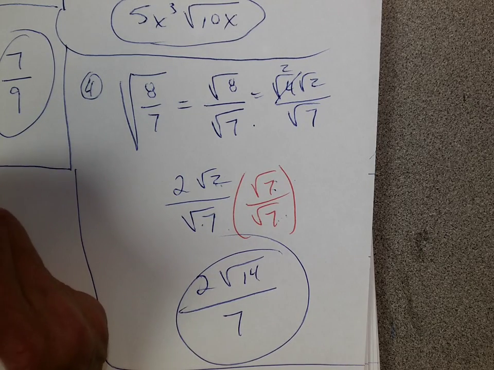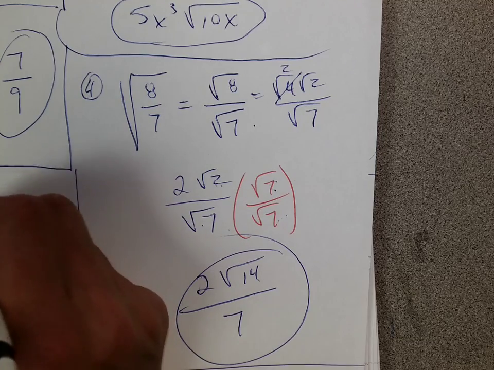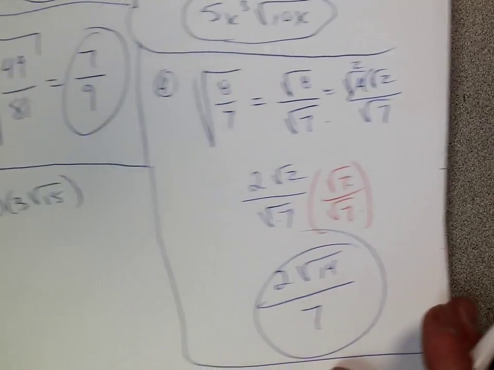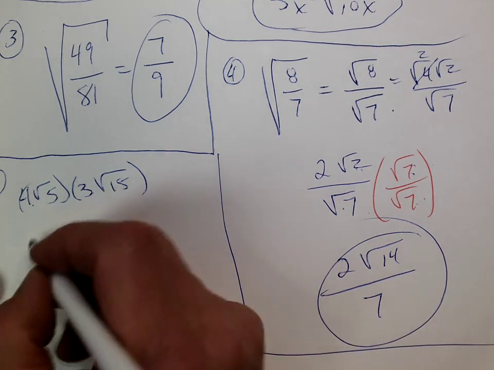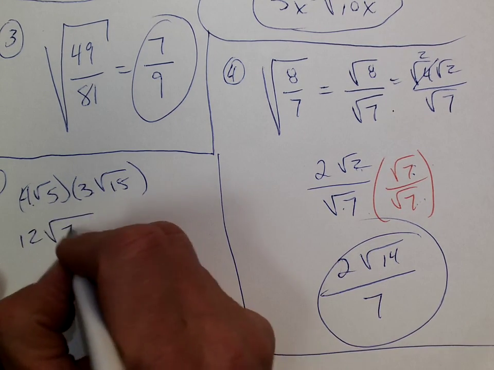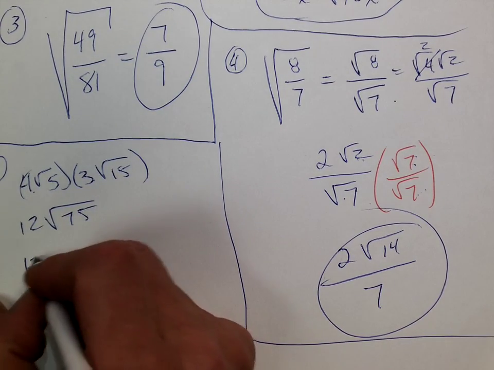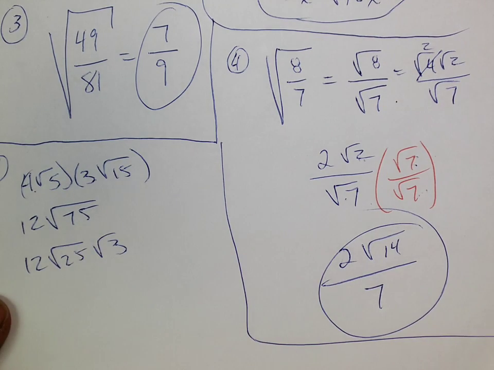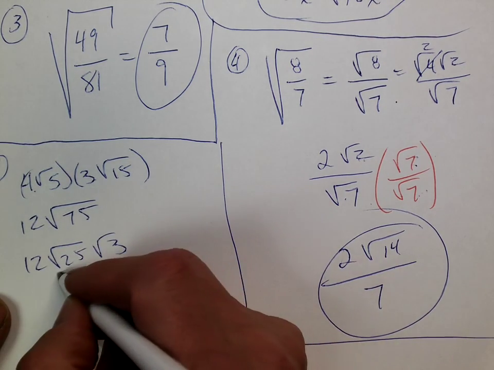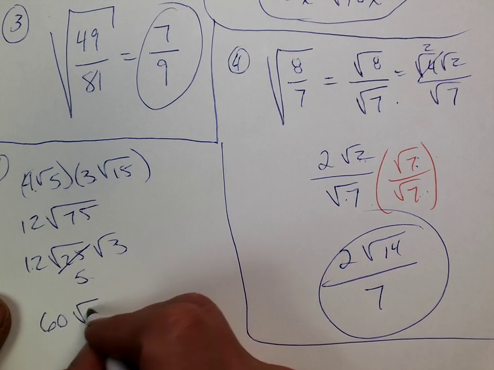Number 5 is 4 square roots of 5 times 3 square roots of 15. So multiply regular numbers with regular numbers, square root numbers with square root numbers. I'll have 12 square roots of 75. I'm going to break down 75. I'll have 12 square roots of 25, square roots of 3. Square root of 25 is 5, and 5 times 12 is 60, square roots of 3. There you go.